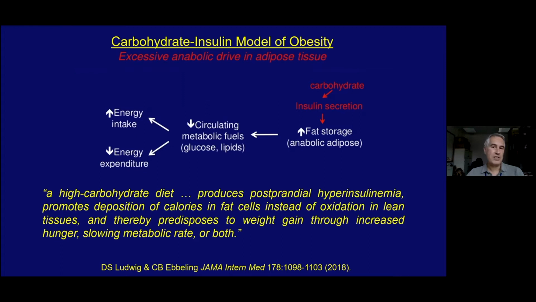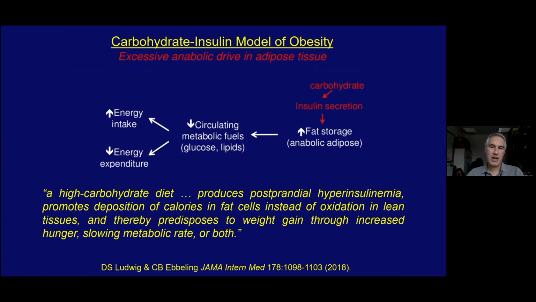And it also suggests a certain solution, right? Which is if you decrease carbohydrates in the diet and decrease insulin, then you could reverse this causal pathway and enable you to eat fewer calories because you're less hungry, and also perhaps increase your energy expenditure. So this is again an interesting model, a little bit different from the way people have classically thought of obesity.